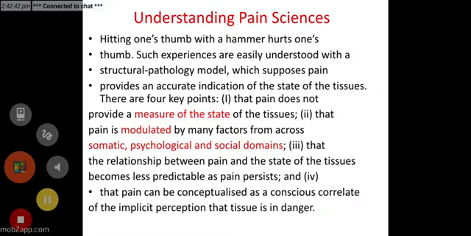Now, understanding pain sciences: if someone gets hit with a hammer on his thumb, such experiences are easily understood with a structural pathology model, which supposes pain provides an accurate indication of the state of tissues. There are 4 key points that you should understand. First, pain does not provide a measure of the state of the tissues. Second, pain is modulated by many factors from across somatic, psychological and social domains. Third, the relationship between pain and the state of tissues becomes less predictable as pain persists. And the last point is that pain can be conceptualized as a conscious correlate of the implicit perception that tissue is in danger. These are the 4 important concepts to understand when you are discussing pain sciences.